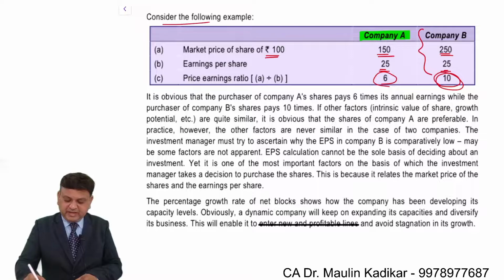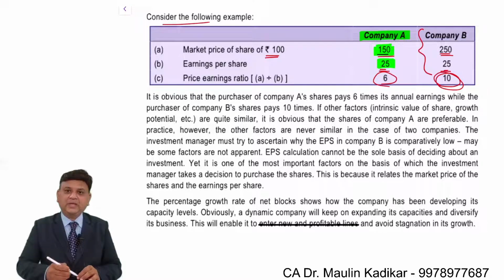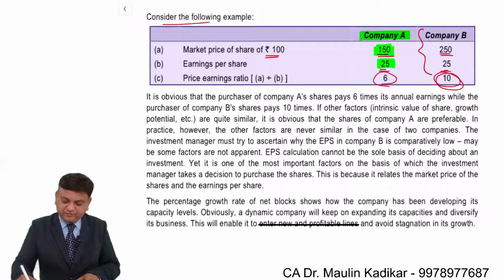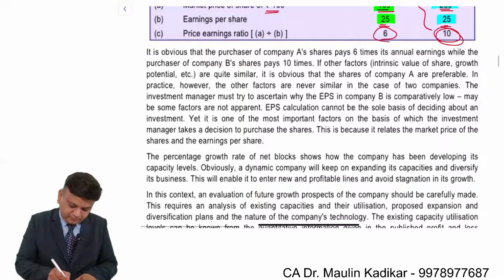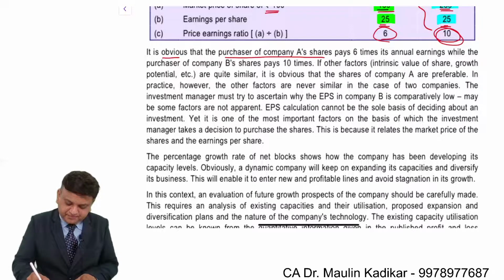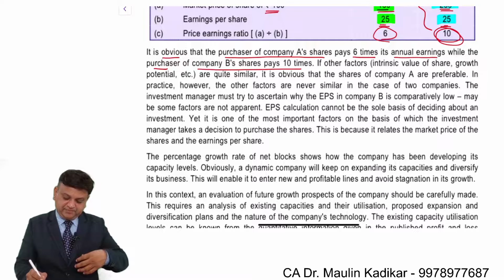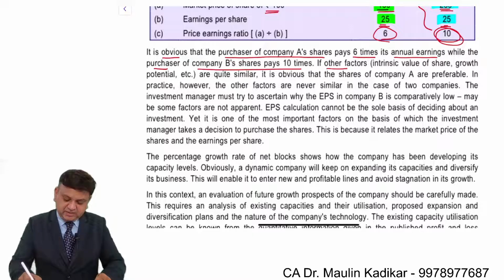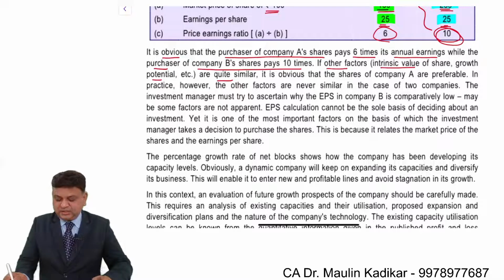Why? Because by paying 150 you can get 25. Otherwise for company B you have to pay 250 for earning 25. It is obvious that the purchaser of company A's share pays 6 times its annual earning, while the purchaser of company B's share pays 10 times. If other factors, intrinsic value of the share, growth potential, etc., are quite similar, it is obvious that the shares of company A are preferable.